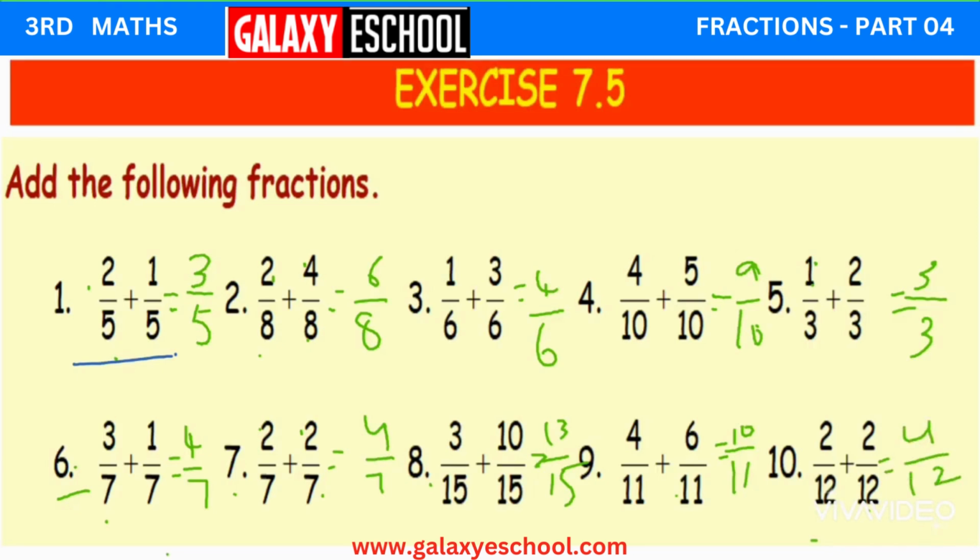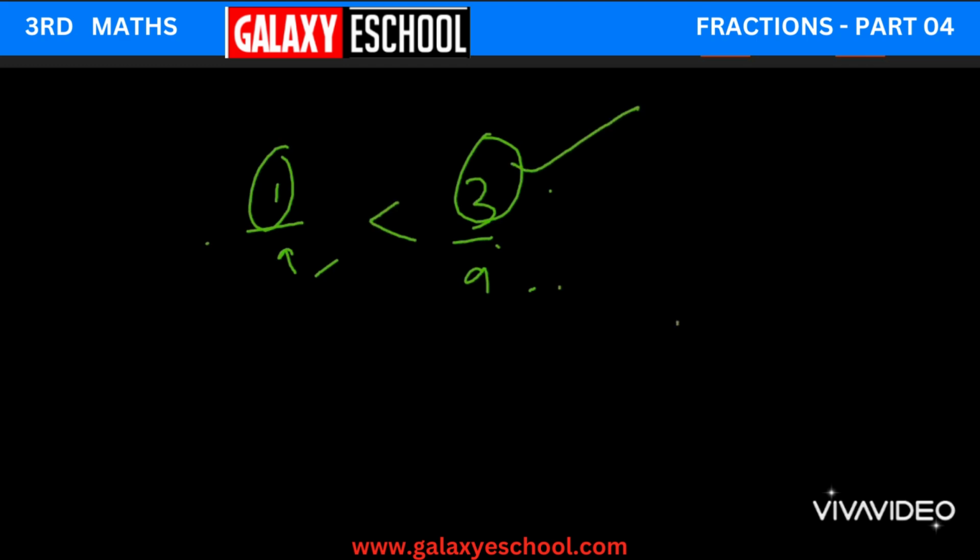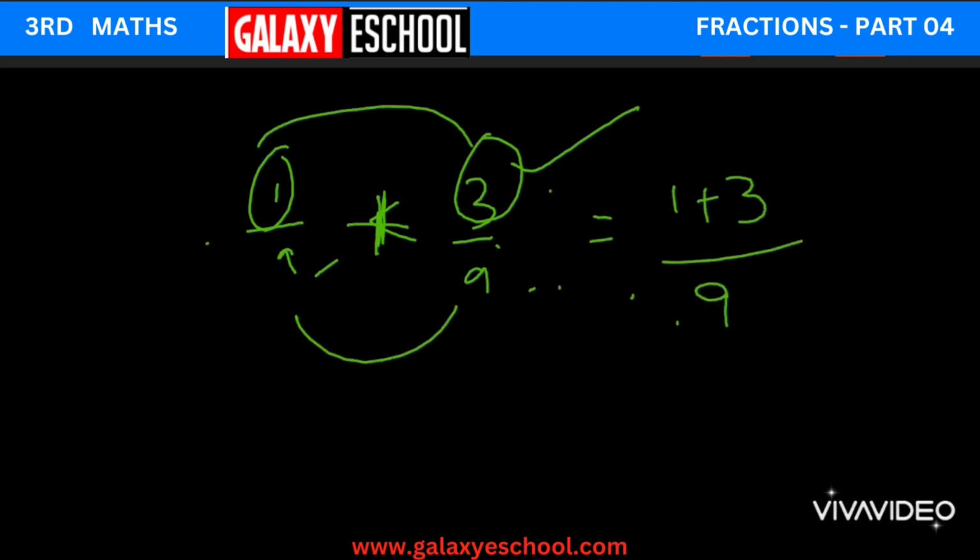What did we learn today? We learnt about comparison and addition of like fractions. How do we compare? When we have two like fractions whose denominators are the same, we compare the numerators. Say 1 by 9 and 3 by 9. The denominators are the same, so we compare the numerators. The fraction with the greater numerator becomes the greater fraction. Yes, children? And how do we add two like fractions together? Sum of the numerators divided by our common denominator. So 1 by 9 plus 3 by 9 will be equal to 4 by 9.